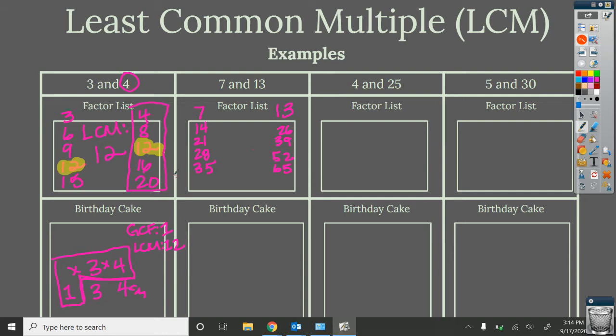So I'm going to do 2 more, and let me tell you why. If I do 2 more on each side, I will have the product of 7 and 13, and I never have to go higher than the product of 7 and 13 to find my least common multiple, because that's what they would be if I multiplied them together.